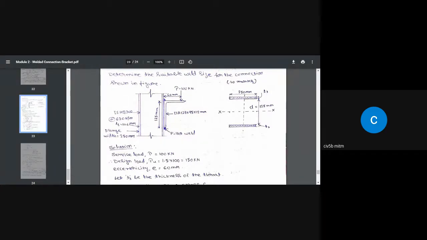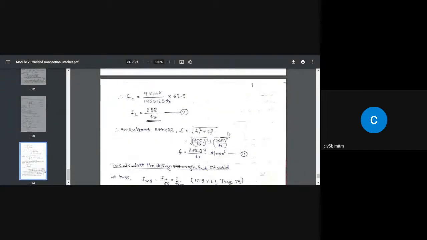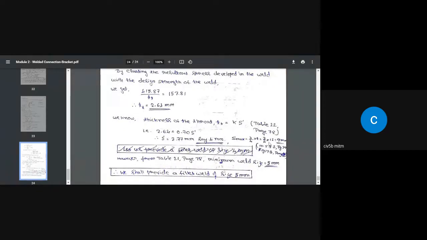Then what is the maximum size? Because this is an angle where we are providing the weld here as well as here. Here we don't have any problem as far as the maximum size is concerned. Here we come across the problem. So if you go to page number 80, look at figure 17b. The maximum size of the weld is 3/4 of the thickness of the angle. The thickness of the angle is 12, so the maximum size is 9 millimeter. That is the maximum size.